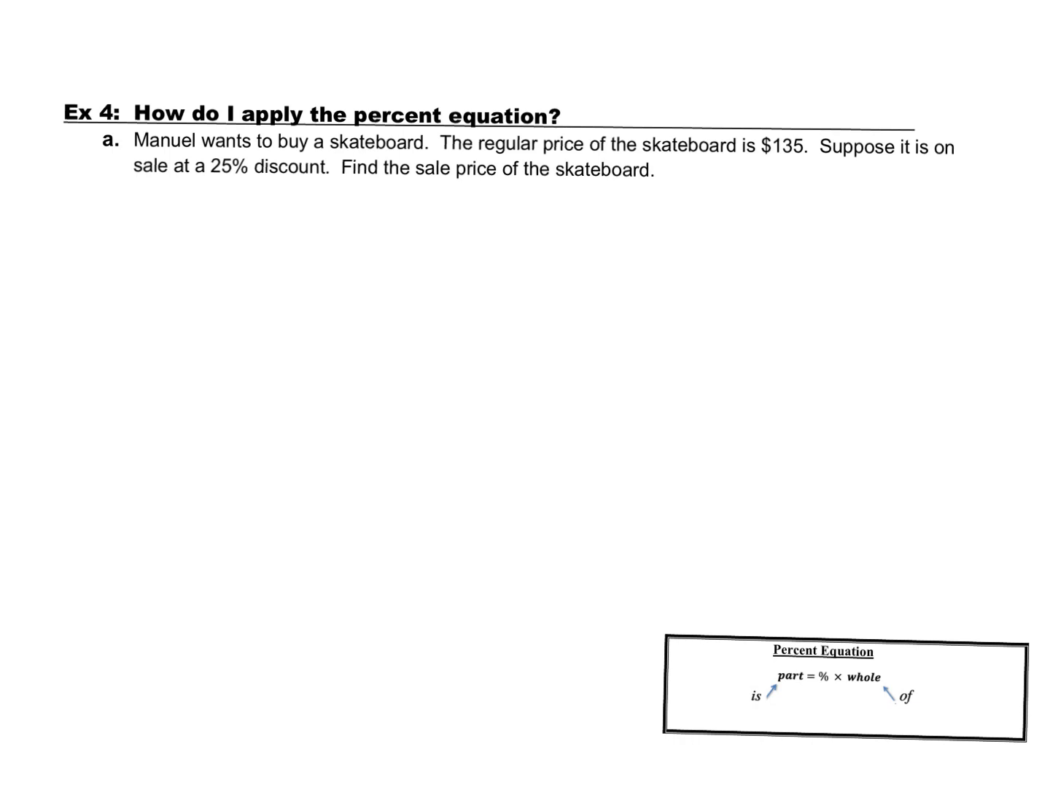All right, example 4, how do I apply the percent equation? Manuel wants to buy a skateboard. The regular price of the skateboard is $135. Suppose it's on sale at 25% discount. Find the sale price of the skateboard. So again, if we're using the percent equation, we're looking for the part. So we're asking what is 25%, turning that into a decimal, of, which means times, 135.